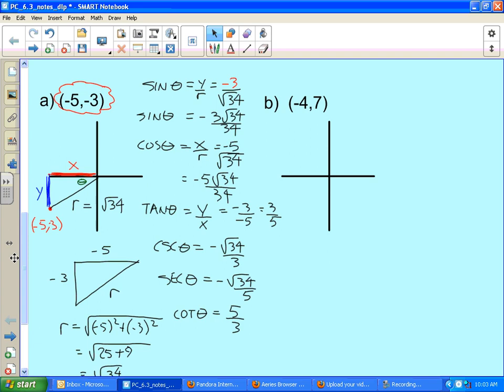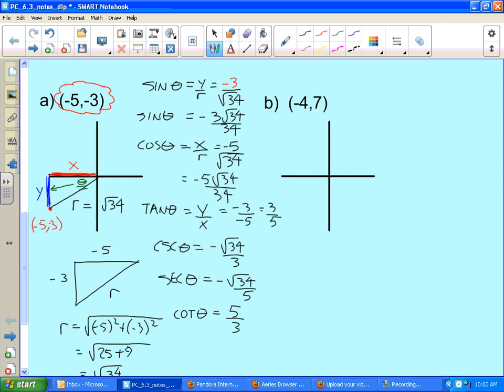Yes? How do you know to use sine for y over r? Okay, good question. How do I know to use sine for y over r? Based on where our triangle is and the angle that we have. Remember, sine is opposite over hypotenuse, right? So look across from the angle. What's my opposite? It's y.